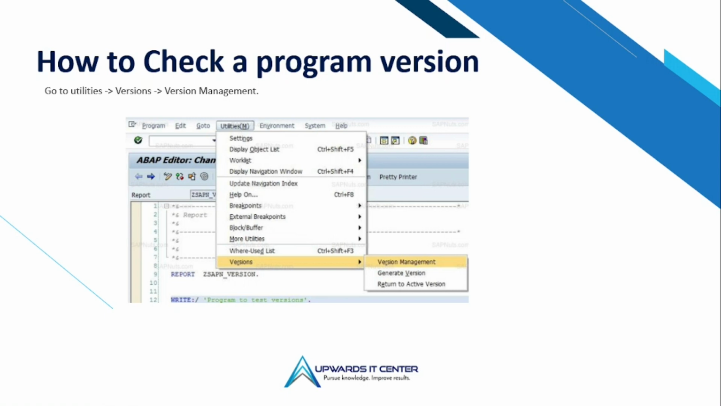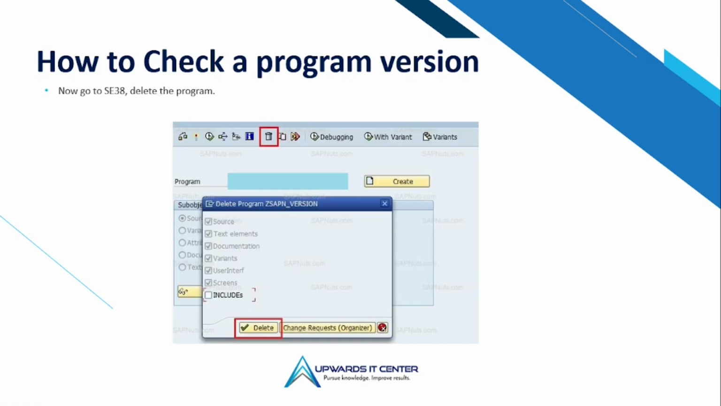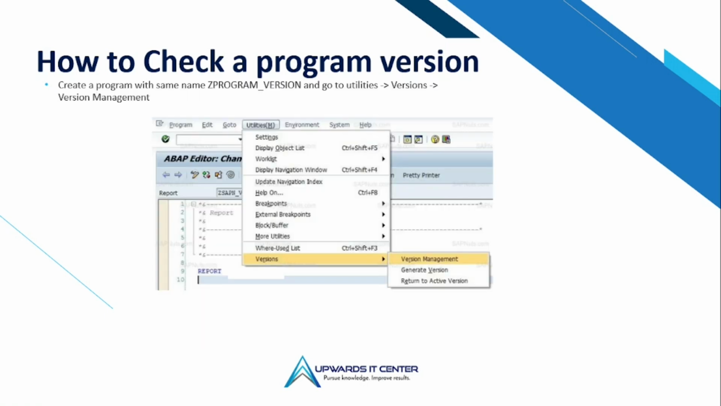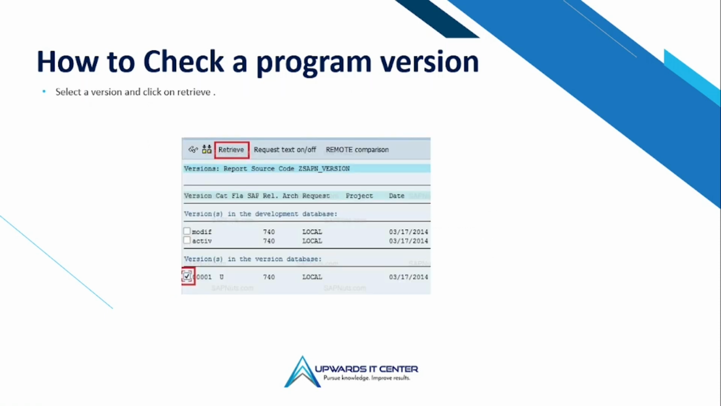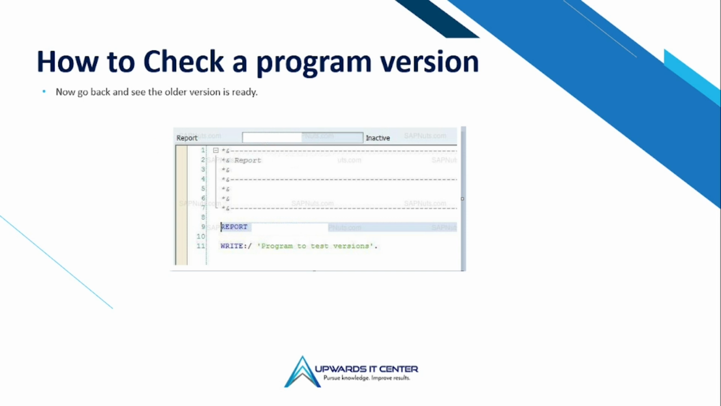After you create the new version, you can check the versions by going to Utilities, Versions, Version Management. Here you can see all the versions already created for this program. After that, you can go to SE38 and delete the program, create another program with the same name, Z program version, and go to Utilities, Versions, and Version Management. Here you can select the version and click on Retrieve. A pop-up will come, just press Enter. Now go back and see the older version is ready.